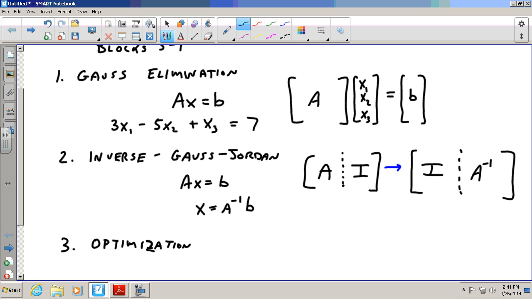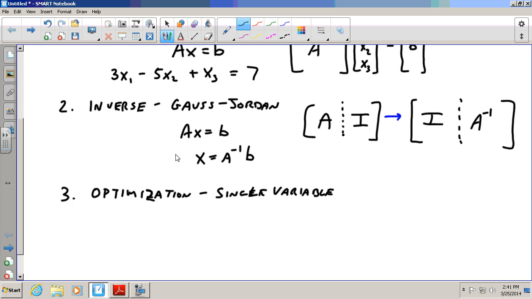Optimization. There we go. That's better. Okay. When we talk about optimization, I'm only talking about single variable. Okay? So talking about single variable, and I'm really talking about 2 techniques, what I call Newton's method and golden section. Okay? So I've got those 2 methods.